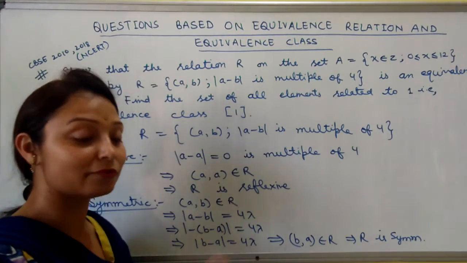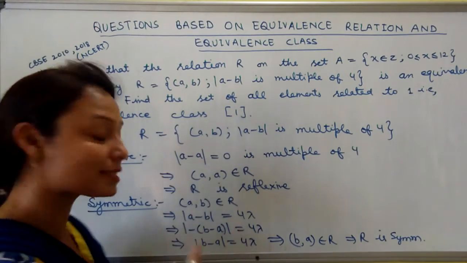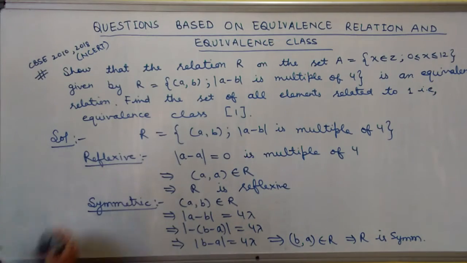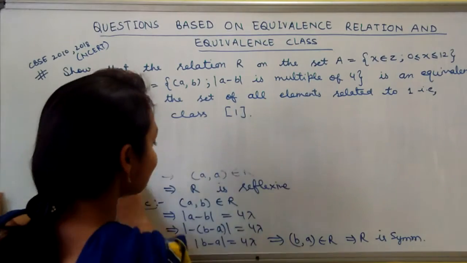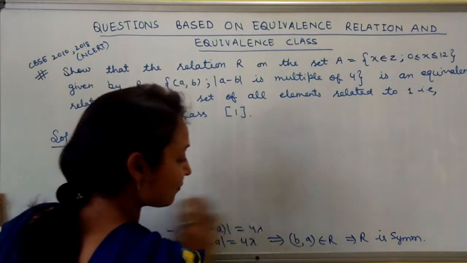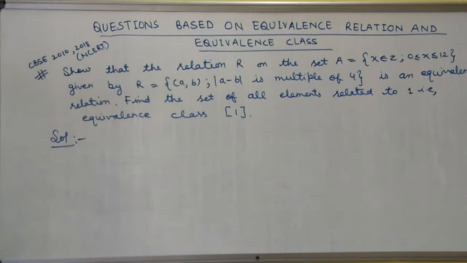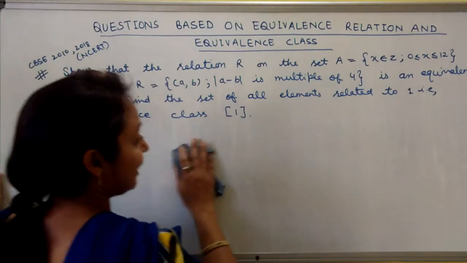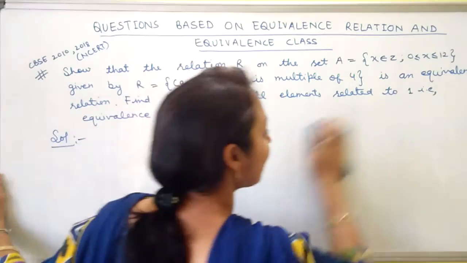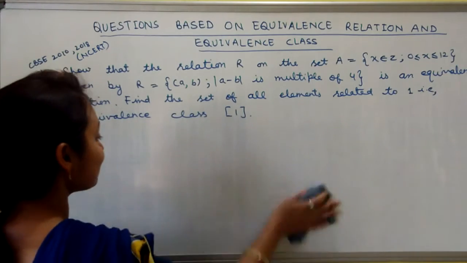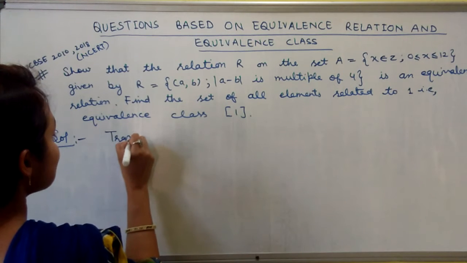Now for the equivalence relation we have the third property, that is transitive. You have to prove the relation for transitive. I will do the question for transitive. In a transitive relation we have to show the result for the first and third elements, if three elements are given to you. So come to the transitive definition.